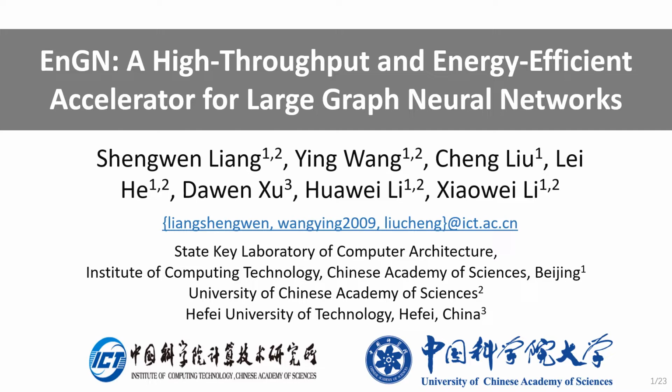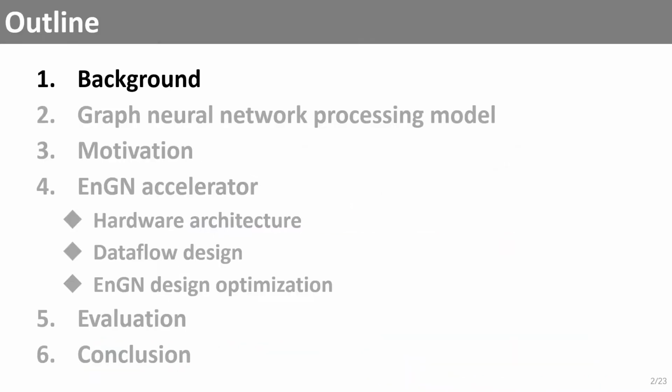Today, I will introduce EnGN, a high-throughput energy-efficient accelerator for large graph neural networks. This talk contains 6 parts. First, I will introduce the background.